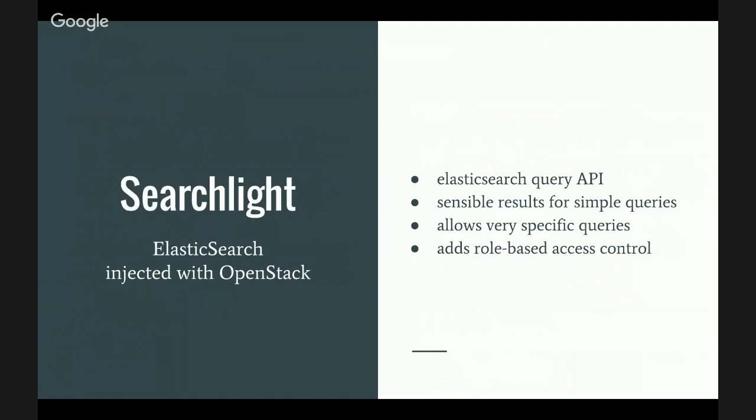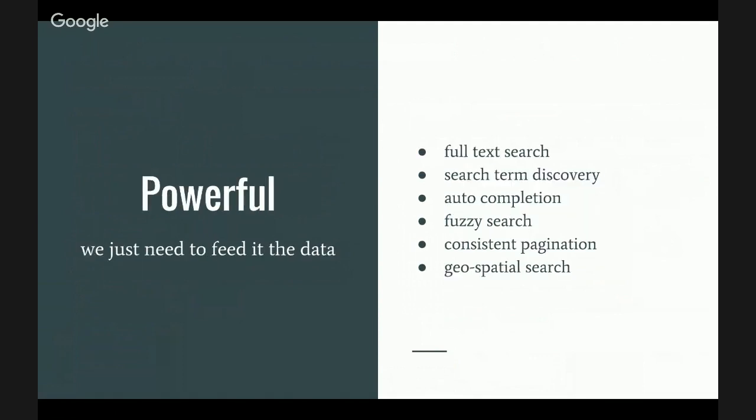We make use of the Elasticsearch Query API, and there's sensible results for simple queries. This also allows for very specific queries. And we add in the role-based access control based on what the data needs, taking advantage of Keystone. And it's very powerful.